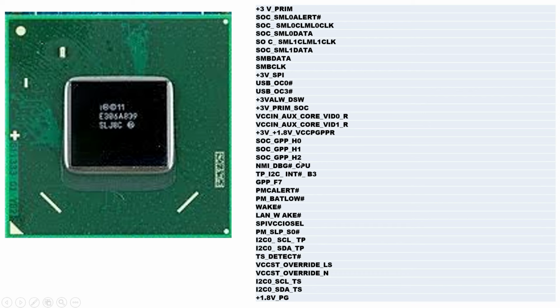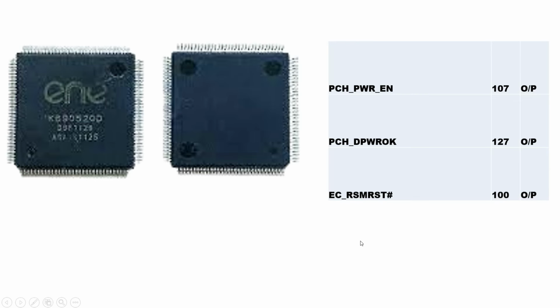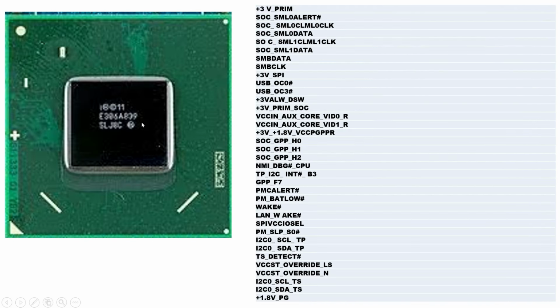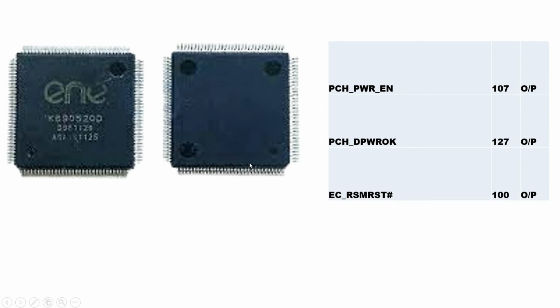Okay, see CPU debug, SPI and VCC core auxiliary. Now VID 0 and VID 1 will be active using that 3 volts prime, and finally it will activate the 1.8 volts PG also. Bat low, AC OK, wake, LAN, everything will be included before pressing the power button. Next, the IO will release after getting these kinds of voltages from the PCH. Then the IO finally releases PCH power enable, PCH DPW power OK and EC RSM RST.